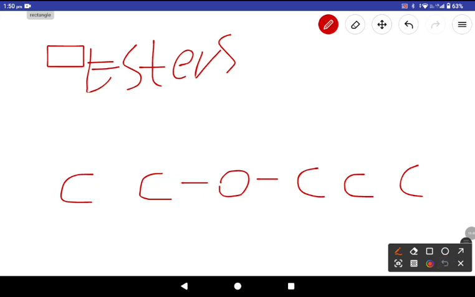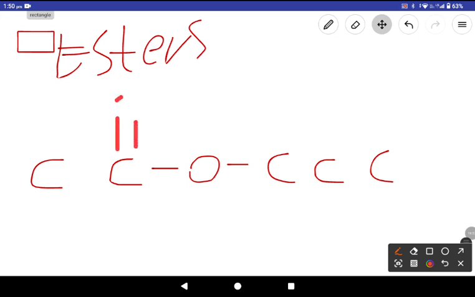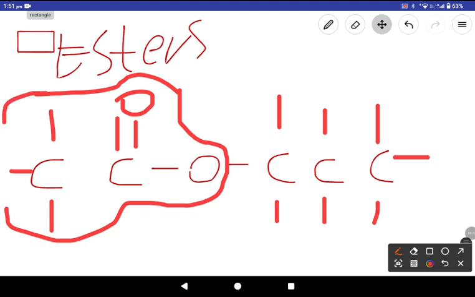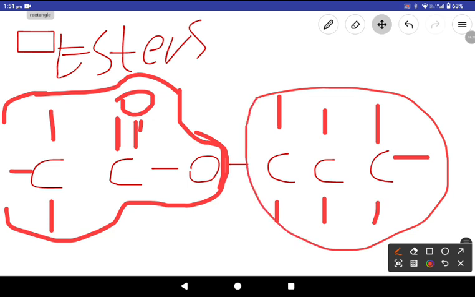So when you name an ester, I want you to look at this very carefully. This is how an ester looks like, you'll be having something like oxygen and hydrogens. The part with the double bond will go together with the oxygen, and this will be the last part. So when you give a name, you start with this part.